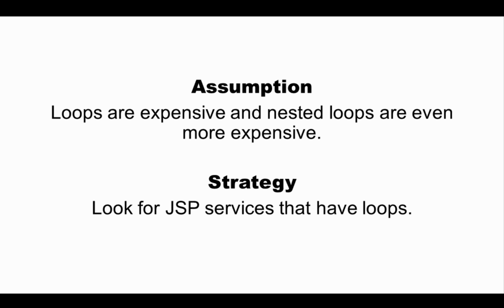Now that we know where execution starts in our program for each web request, let's start to consider where timing differences could occur in our program. It's common knowledge that most of the time spent in a program is spent inside loops. So let's start with the assumption that loops are expensive and nested loops are even more expensive than non-nested loops.